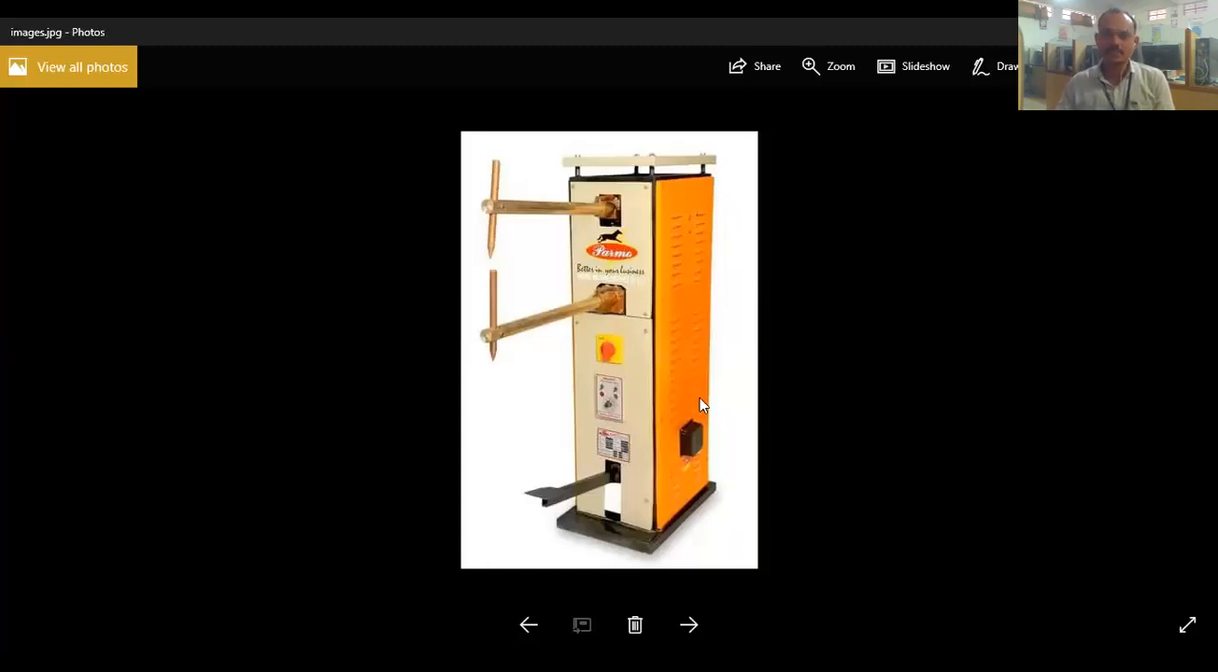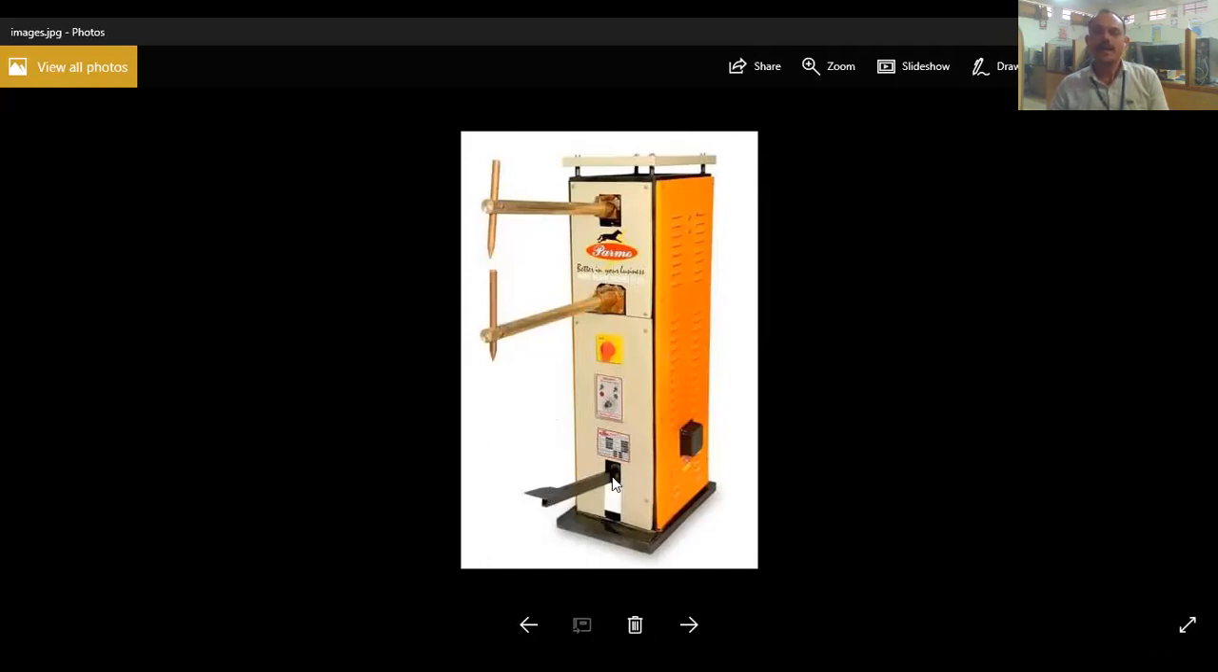You see here, this is the transformer, or we can say a capacitor, which controls the flow of current. Here we have one arm, and to that arm an electrode is fitted. This one is the copper electrode fitted on the upper arm. Another arm is here, the lower arm, and this is another electrode fitted in that arm. Here this upper arm is movable. This arm can move in downward as well as upward direction, and this lower arm and this electrode are stationary.